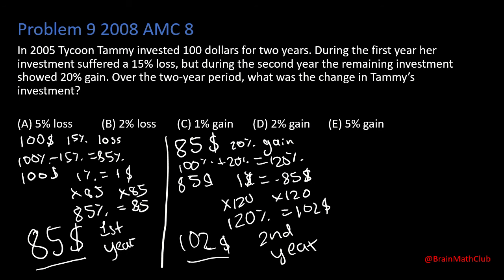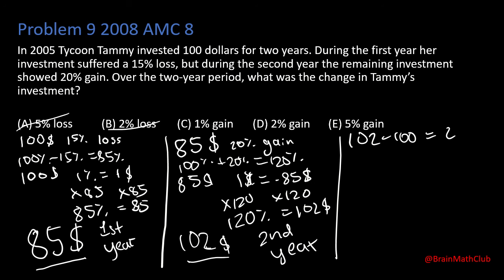Over the 2-year period, what was the change in Tammy's investment? So that means we want to find the difference. Now we know that she has 102 now, and she had 100. Now this is equal to 2. Now that means that because it's positive, she got a gain and not a loss. So that would cross out options A and B. So we have C, D, and E left.